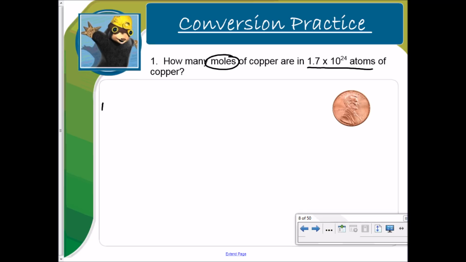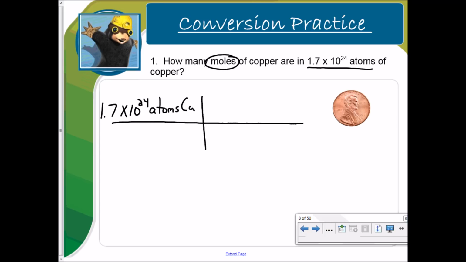So we need to write down our given: 1.7 times 10 to the 24th atoms of copper. And since we're going to want to cancel out atoms, it's going to go on bottom. And we want to get to moles. We do know a relationship between moles and atoms, and it's that 1 mole is equal to 6.02 times 10 to the 23rd. And these will cross out, and we're left with moles of copper, which is what we would like.